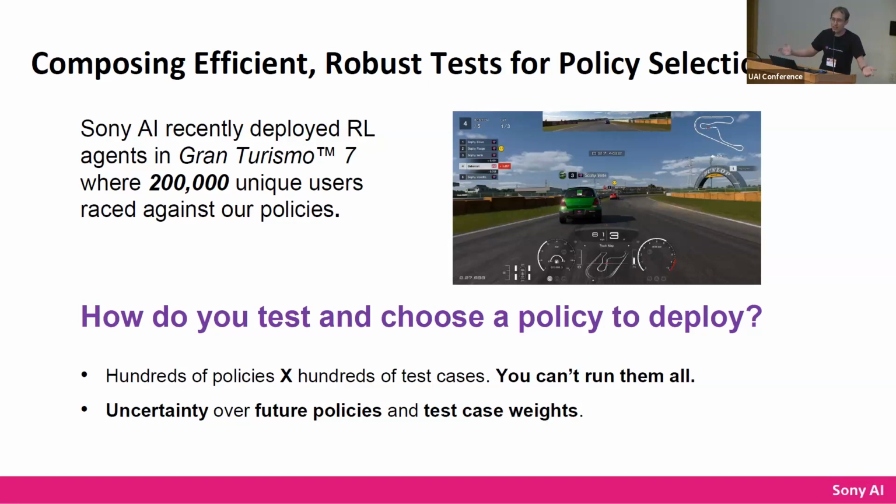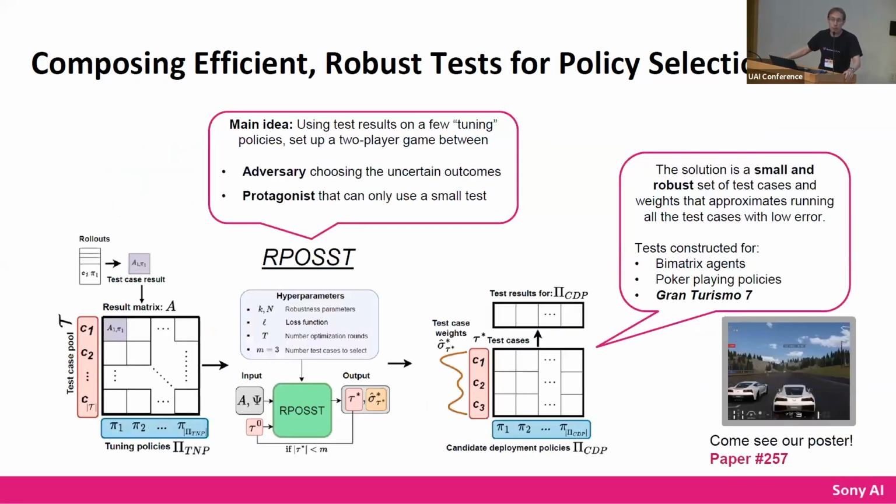But you can't run every test case on every policy. And in addition, this is UAI. We have uncertainty over the future policies we might have to test and which test cases might be the most important. So luckily, we have a robust solution to that uncertainty. It's called Riposte. It's an algorithm that starts with a data set from a small set of tuning policies run on all the test cases and turns that data set into a two-player zero-sum game with an antagonist that picks the uncertainty parameters and a protagonist that has to pick a small set of test cases to minimize error against using the whole test set.